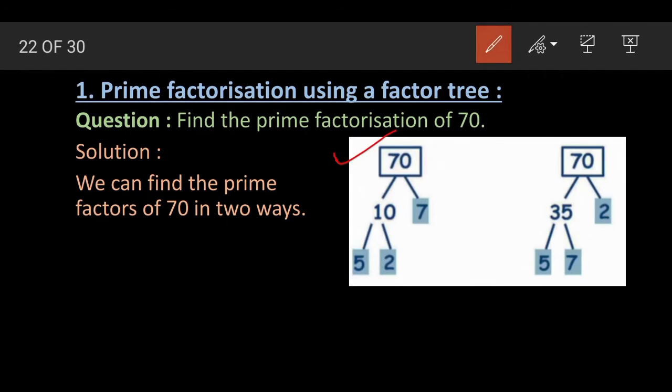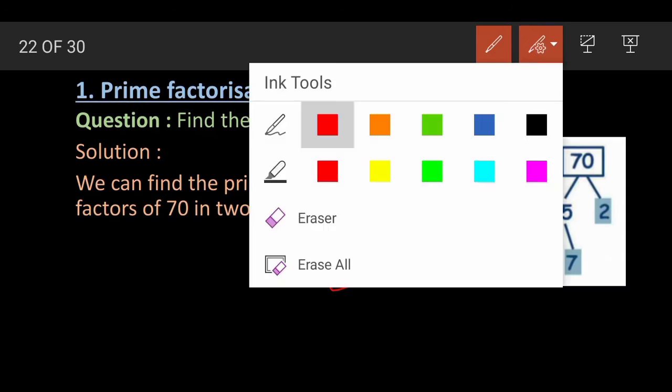70 can be written as the product of two numbers, 10 multiplied by 7. Here 7 is a prime number, so leave that one and convert 10 as a product of other prime numbers. So 10 can be written as 2 multiplied by 5, or we can say 5 multiplied by 2. So here the prime numbers are 7, 2 and 5. We have converted in one way. Now move to the second way.